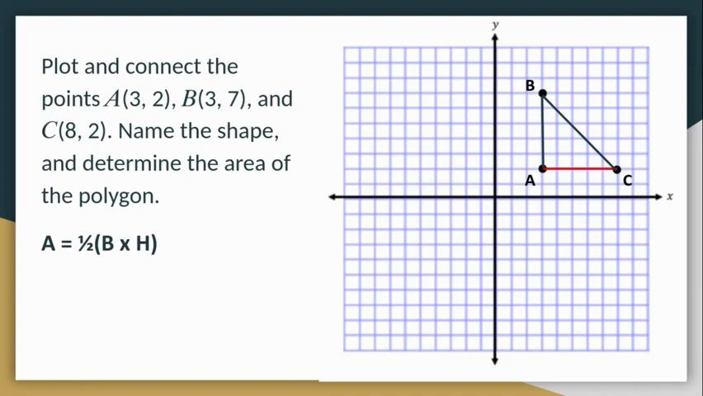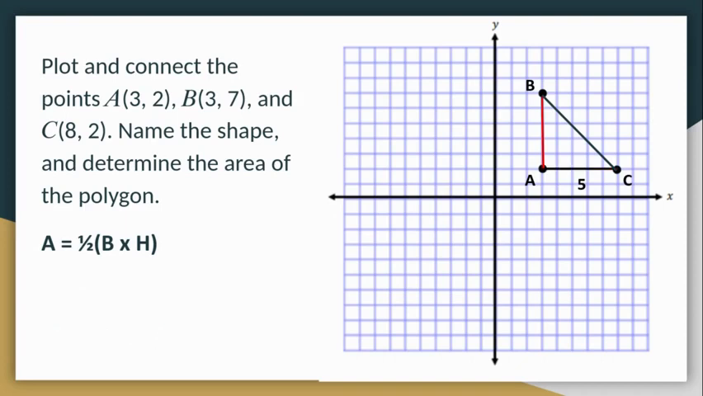To calculate the base, we must compare the x-coordinates of point A and point C. A has an x-coordinate of 3, while C has an x-coordinate of 8. Because these endpoints are in the same quadrant, we must subtract the absolute values of their x-coordinates. The absolute value of 8 minus the absolute value of 3 equals 5. Count the squares to check our work.